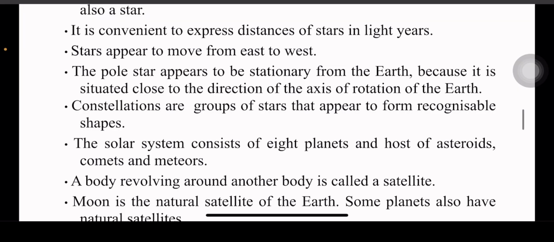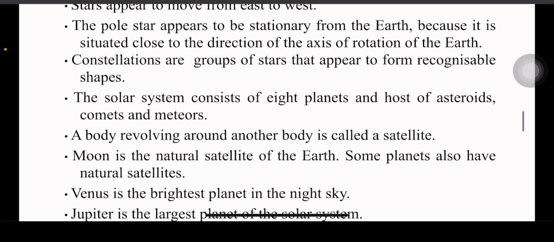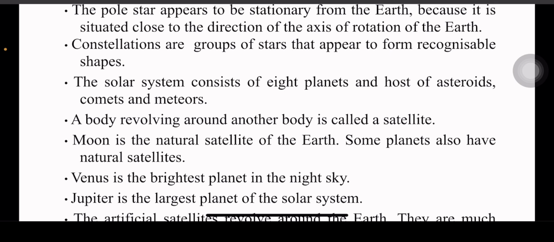The solar system consists of eight planets and a host of asteroids, comets, and meteors. A body revolving around another body is called a satellite. The Moon is the natural satellite of the Earth. Some planets also have natural satellites.